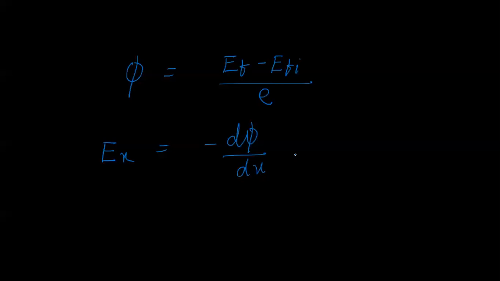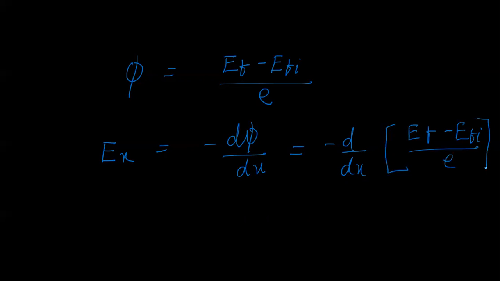So let us now take the derivative. So we have minus d by dx of this phi, I will substitute. Phi we wrote as EF minus EFi divided by e. Now as we said, for thermal equilibrium we considered that the energy is constant.